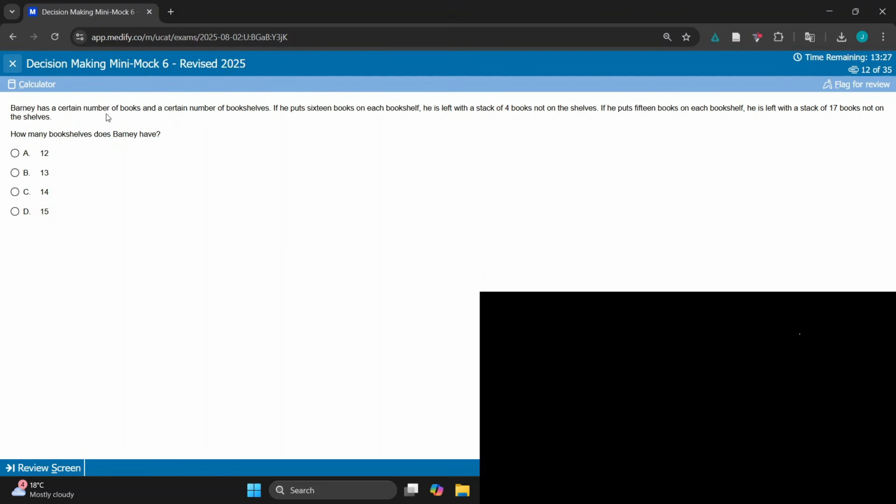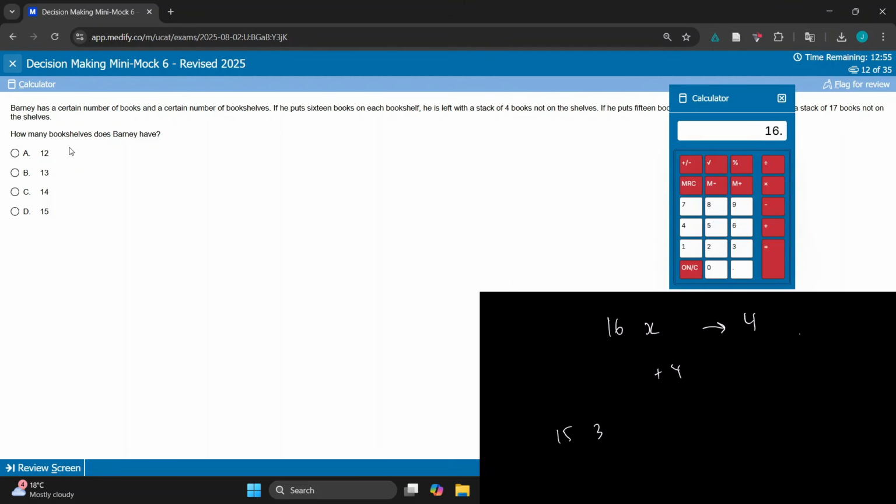So a certain number of bookshelves. He put 16 on the bookshelf. He's left with stacks of 4 books not on the shelves. So if he puts 16 books on however many shelves, he's left with 4 additional. So it's a multiple of 16 plus 4. If he puts 15, he's left with a stack of 17 not on the bookshelves. So actually, we may just be better off trying these numbers.